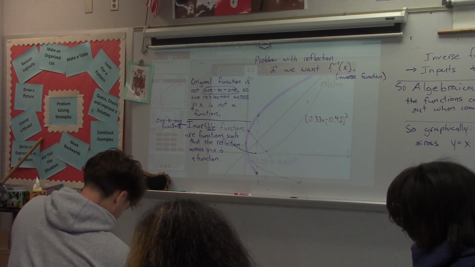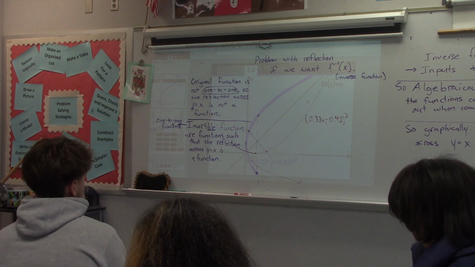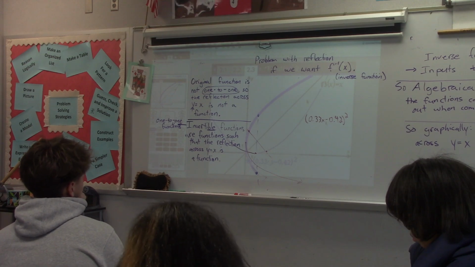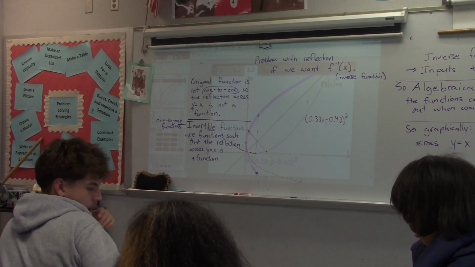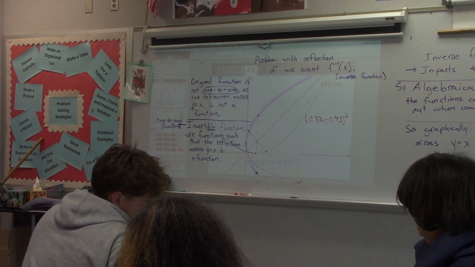Invertible functions, though, they're able to be inverted. They're one-to-one functions, so that the reflection across y equals x is a function. Can I write where you? You can write wherever you want. Yeah, there is literally a section of invertible functions.